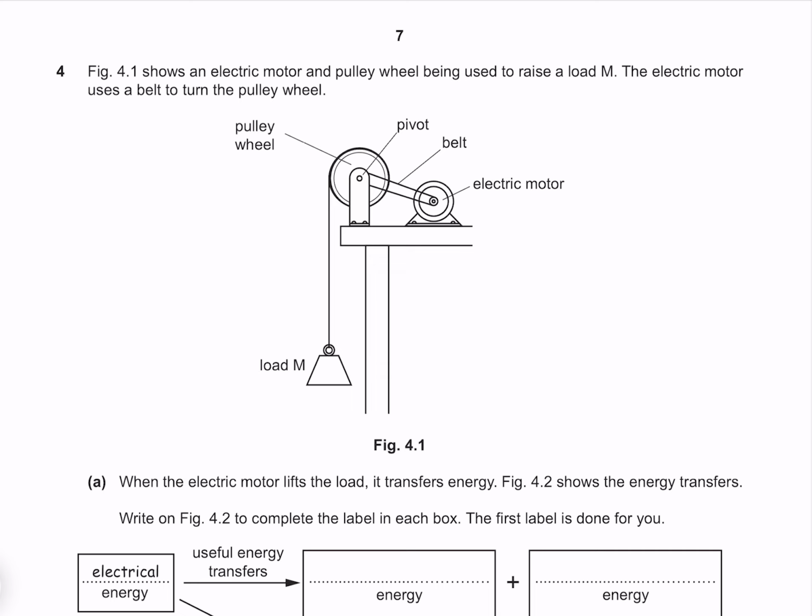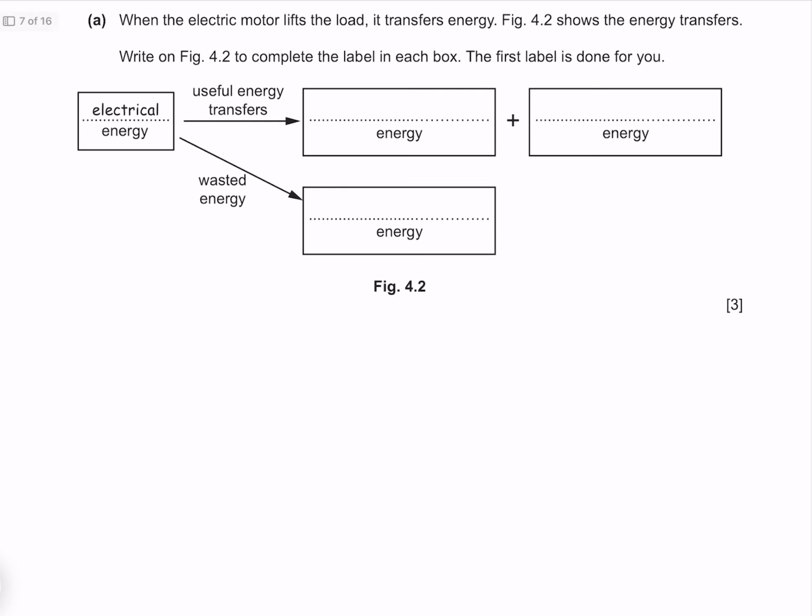Figure 4.1 shows an electric motor and pulley wheel being used to raise a load M. The electric motor uses a belt to turn the pulley wheel. When the electric motor lifts the load, it transfers energy. Figure 4.2 shows the energy transfers. Write on Figure 4.2 to complete the label in each box. The first label is done for you.